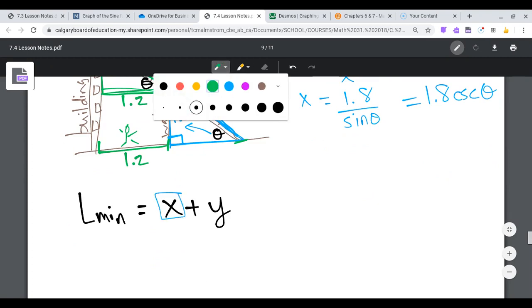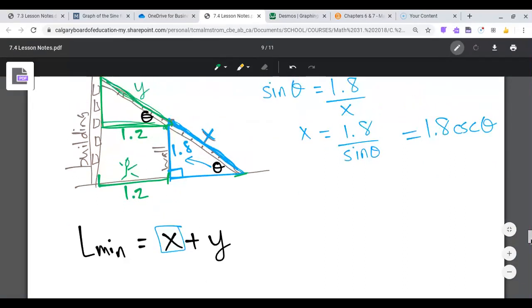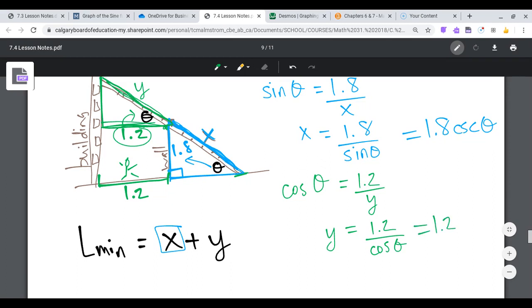Now, when I look at my green triangle, the one with y, I am going to see that the relationship here is not sine, but cosine, because 1.2 is adjacent to my angle. So cosine theta is equal to adjacent over hypotenuse. So adjacent is 1.2 over the hypotenuse, in this case y. When I rearrange that, I get y is equal to 1.2 over cos theta, which could also be written as 1.2 secant theta. And that's what I'm going to use for y.